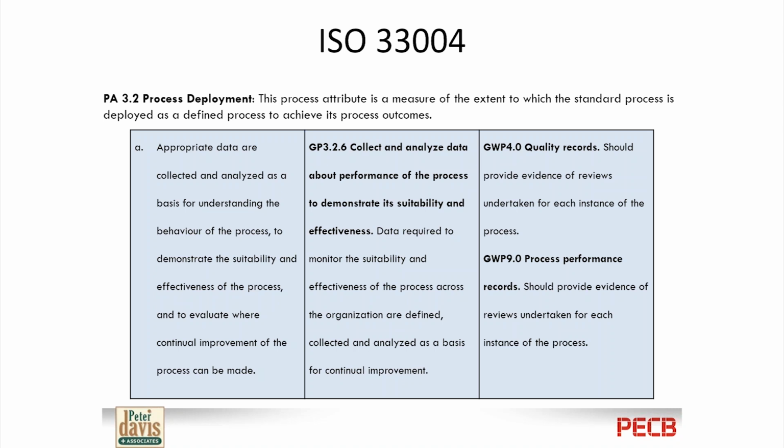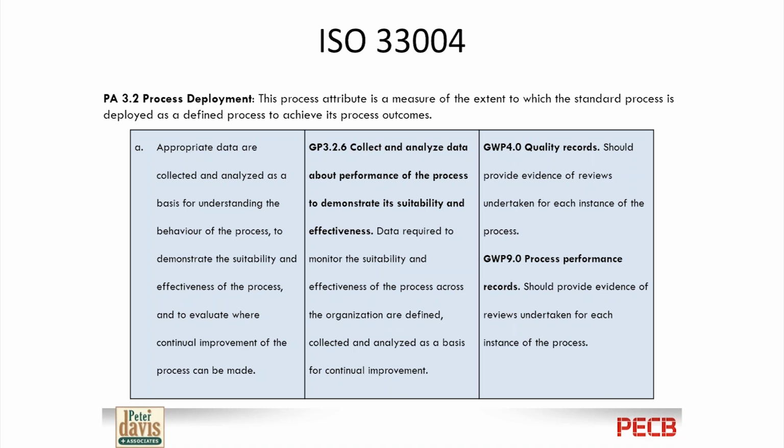The next thing we see is our generic work products. So we have our 4.0, which is our quality records. So we want these quality records. They should provide evidence of reviews undertaken for each instance of the process. So this concept of an instance. When we're talking about quality records, we would have many instances or examples or copies of a quality record. If we're talking about a project management methodology, then we'd only have one instance, because if we had multiple project management methodologies, we would have a problem in our organization.